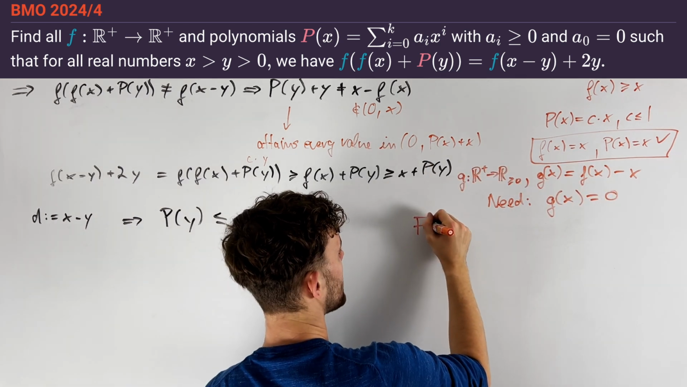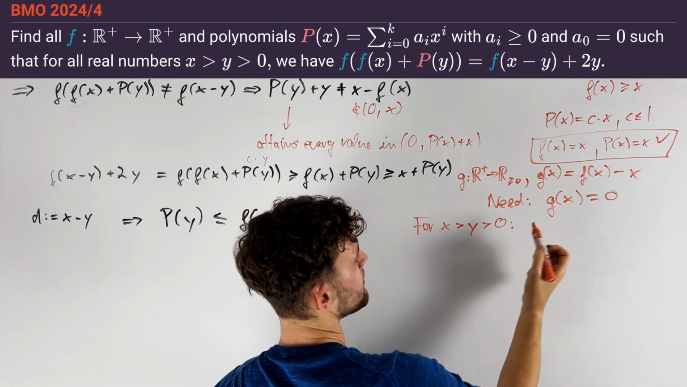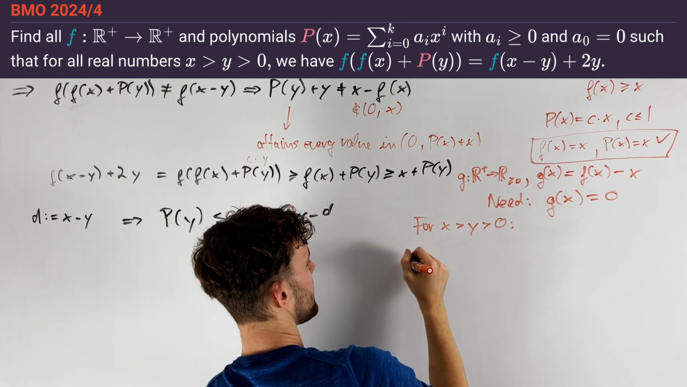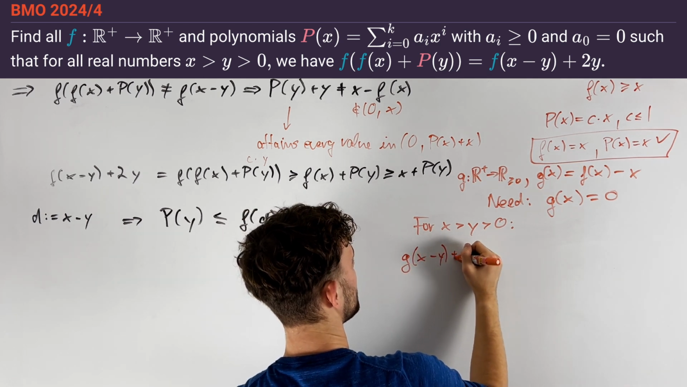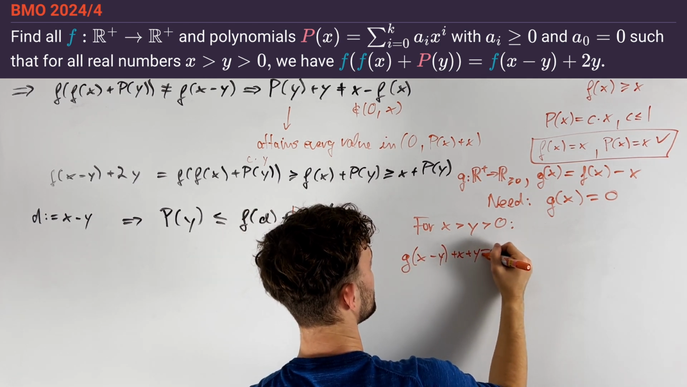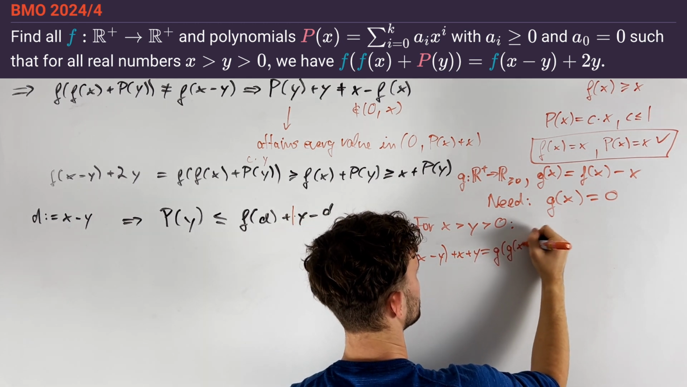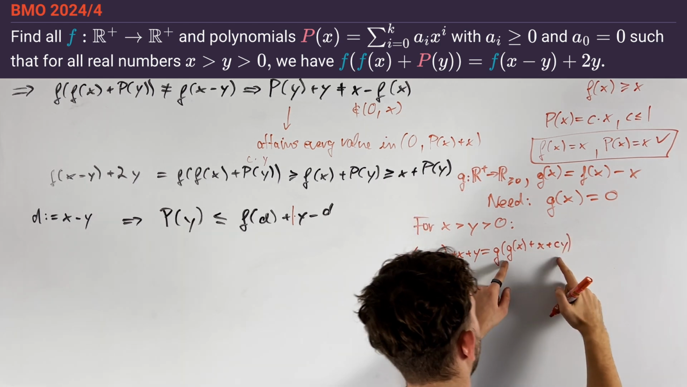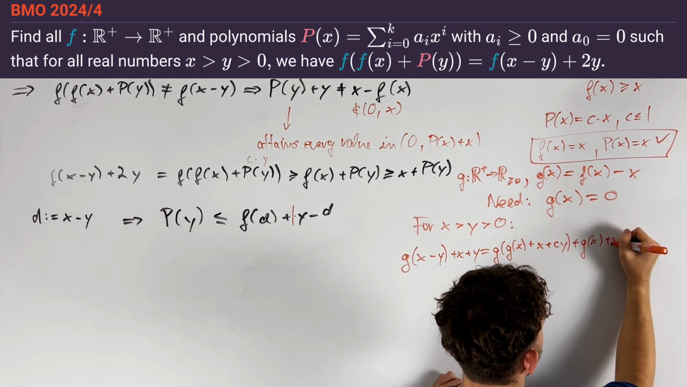We now want to rewrite our functional equation using g instead of f, so we replace every f of x by g of x plus x. Therefore, the left side becomes g of x minus y plus x plus y, and on the right we have g of x plus x plus cy plus g of x plus cy.